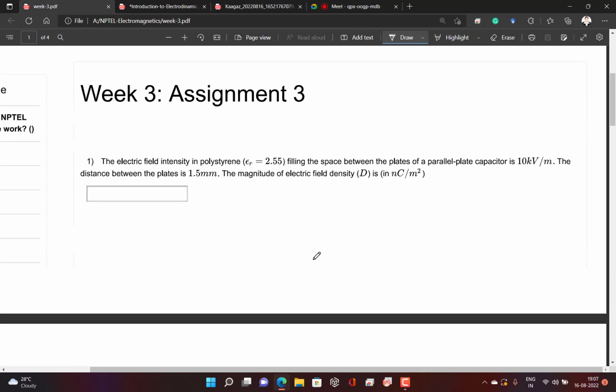Okay, so today we will be solving week 3, assignment 3. So the first question is the electric field intensity in polystyrene, epsilon r is equal to 2.55.